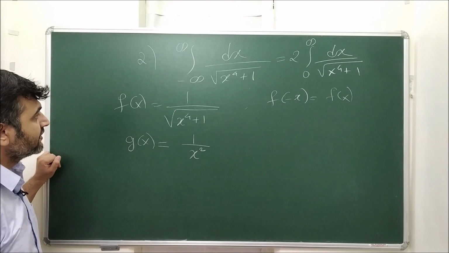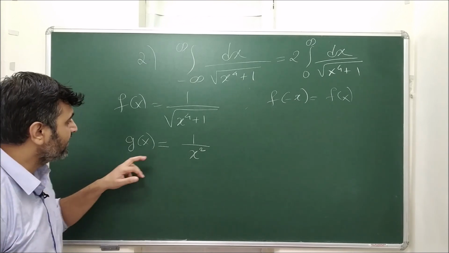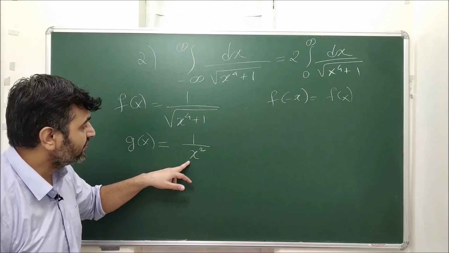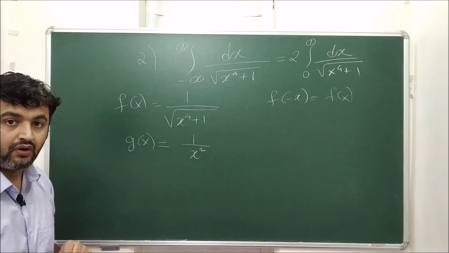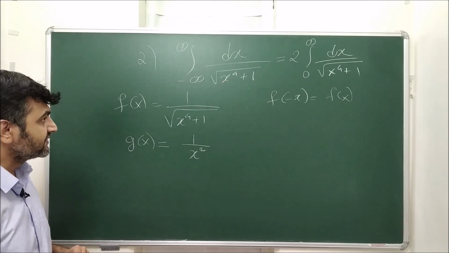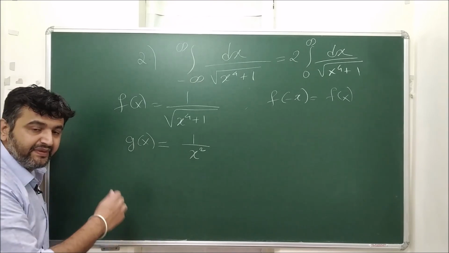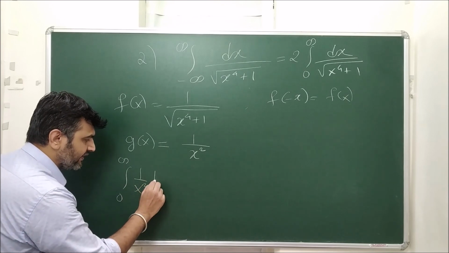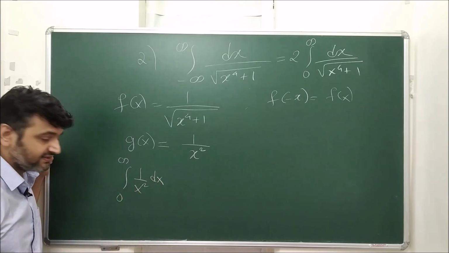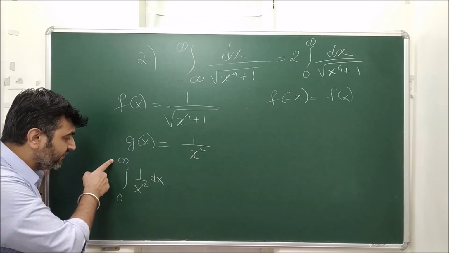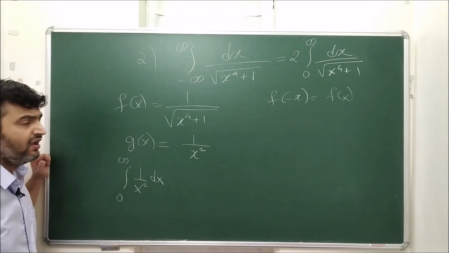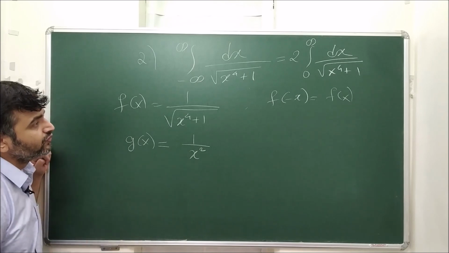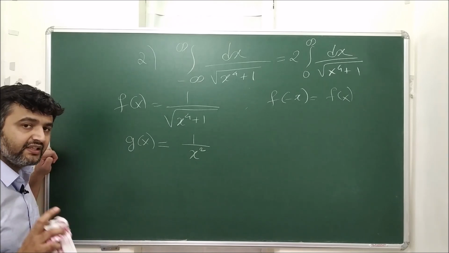But the problem here is I can't take this g as my function. Why? Because this is not defined at 0. Okay, so then what to do for this? So I can't apply my p integral test, right? I can't say the integral 0 to infinity 1 upon x square dx converges by the p integral test, because this is from a to infinity where a has to be positive. So I need to do a little bit of modification. So now what will I do? Now 0 is creating the problem, right?